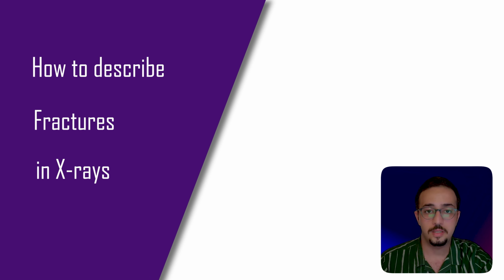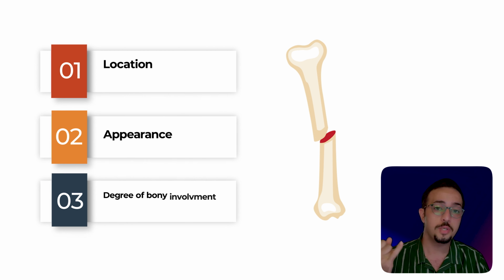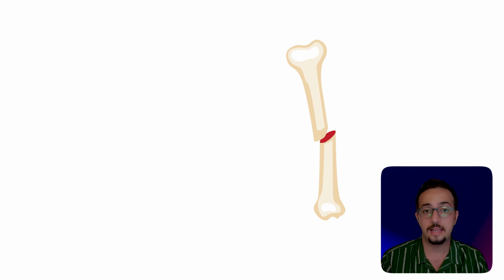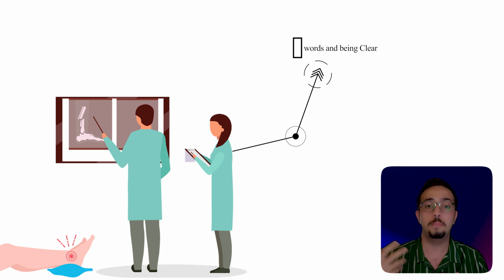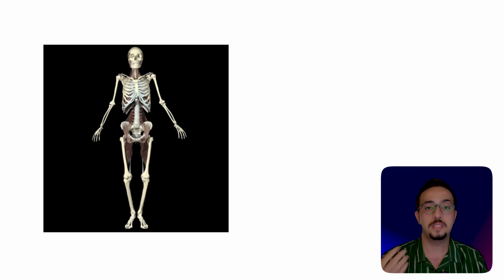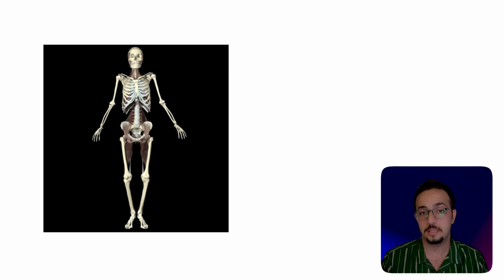Bony abnormalities, whether as a result of trauma or pathological process, are generally described and classified by their location, appearance, and degree of bony involvement. So when you're looking at X-rays, using the right words and being very clear about injuries is super important. When we talk about the body, we always describe it as standing up straight, arms at the side, facing forward, just like this picture. It's called the anatomical position, and it helps avoid any mix-ups.